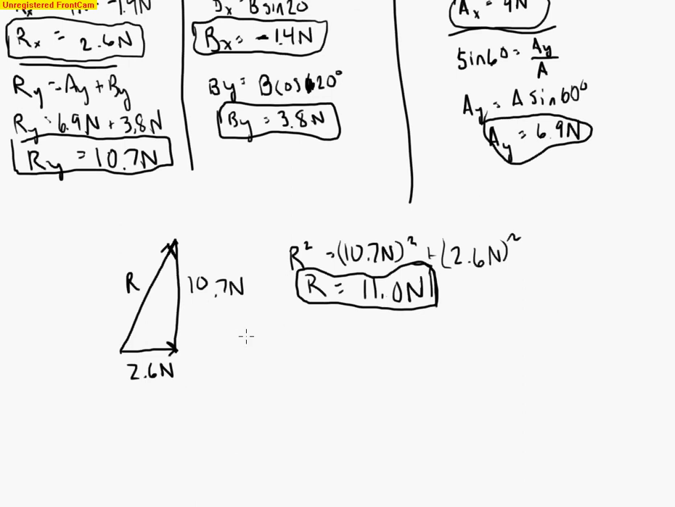To fully describe this resultant, we also need the direction. So we need to find this angle theta. That's the angle that the tail of the resultant makes. So to do that, we could use tangent. Tangent of theta equals opposite over adjacent. So 10.7 over 2.6. That works out to give us a theta that equals 13.7 degrees.